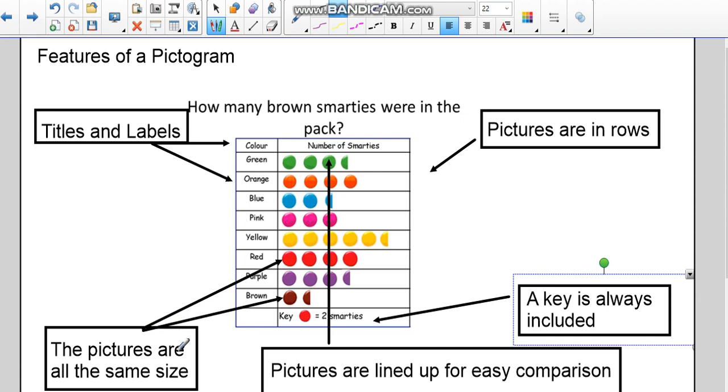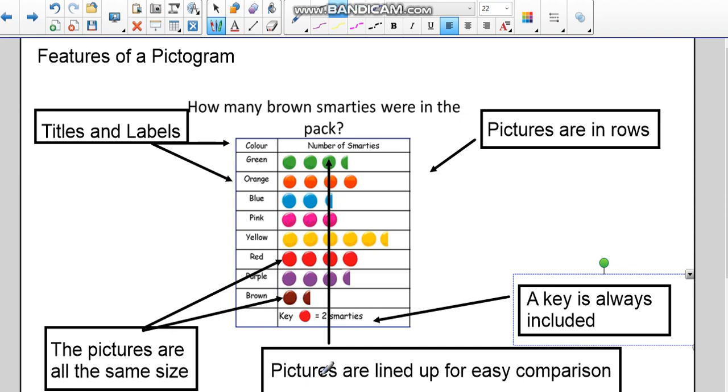The pictures are all the same size. If you look, these circles representing the Smarties are exactly the same size. We haven't got some big ones and some small ones. Make sure you do that on your pictogram. Don't have a really big circle and then a really little circle.